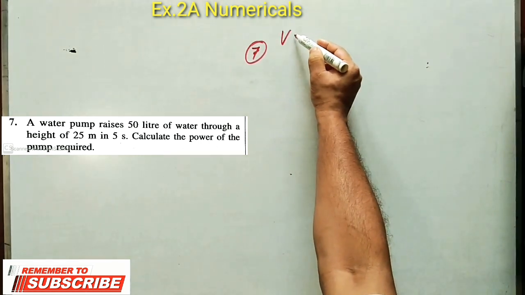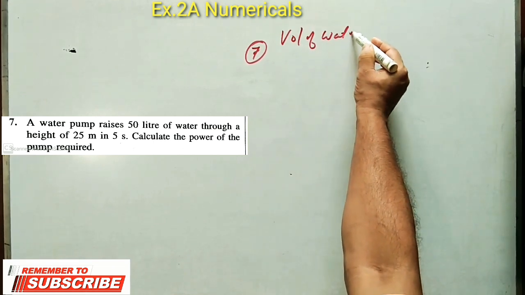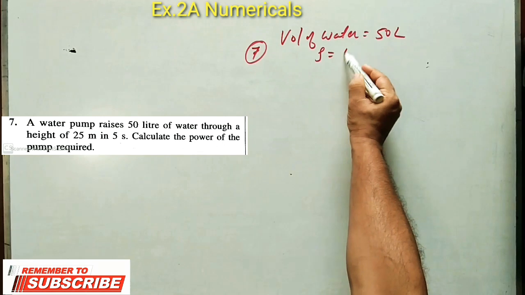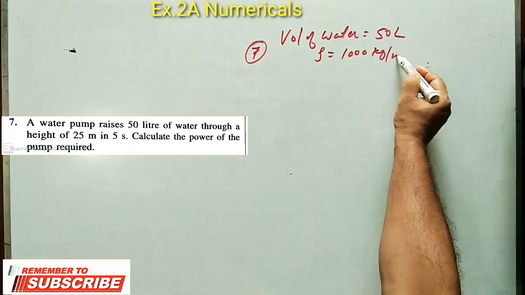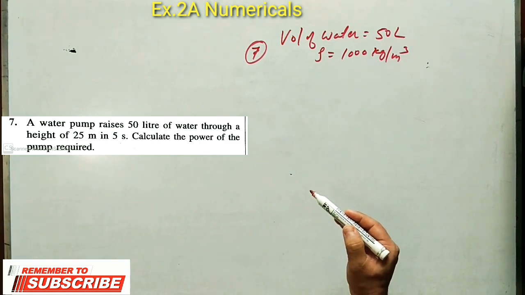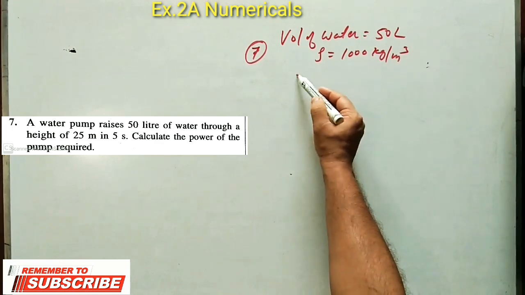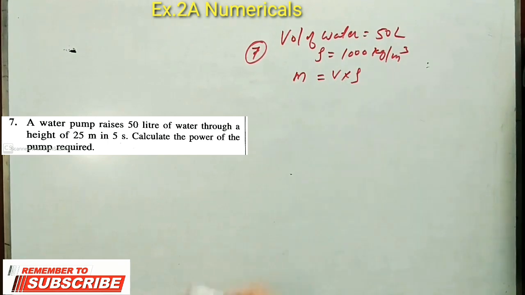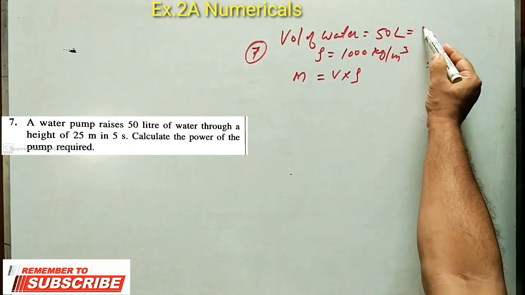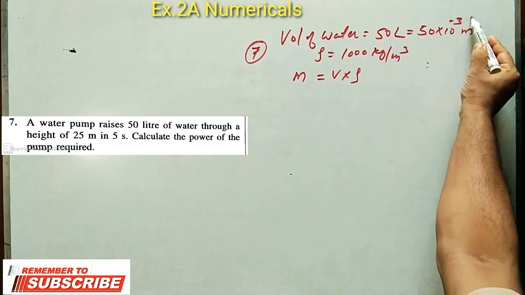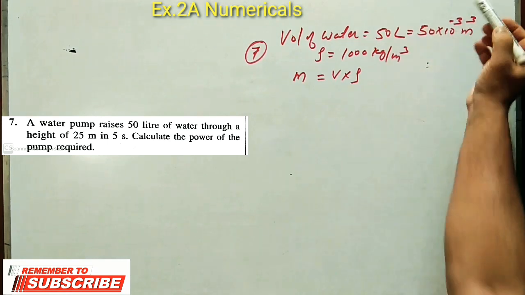Volume of water is given as 50 liter. So convert into SI unit. The density of the water rho is given as 1000 kilogram per meter cube. Then what else is given? Yeah, we have to calculate the mass of the water. So the mass of water is equal to, you know the formula, volume into density. So volume 50 liter can be expressed as 50 into 10 to the power minus 3 meter cube. Alright, 50 liter is equal to 50 into 10 to the power minus 3 meter cube.